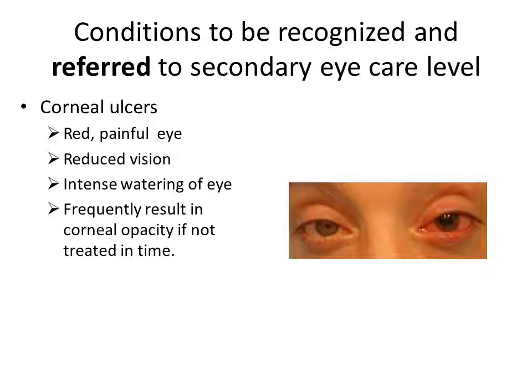Conditions which should be recognized by the primary health worker and immediately referred to secondary level eye care, not to be treated by them but referred to a higher level of eye care, include corneal ulcers. The presenting features are red painful eye, reduced vision, intense watering of the eye, and they frequently result in corneal opacity if not treated in time.